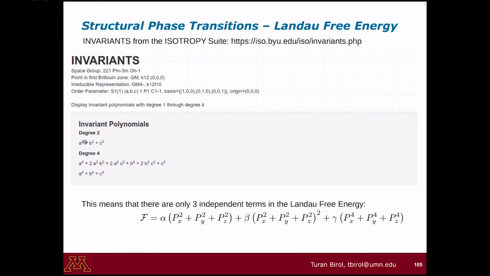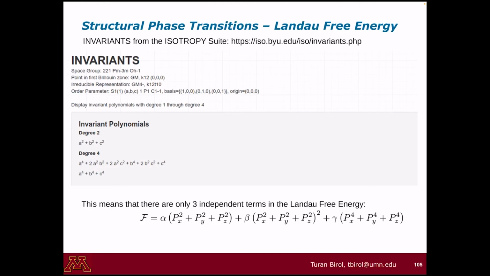So there's this first term, a square plus b square plus c square, which is this term in the free energy. So it's some constant alpha, we don't know what this number is, times Px square plus Py square plus Pz square. And then at the 4th order, there are 2 different terms. There's this term, and then there's this term, which you can write as this with some unknown coefficient beta, times Px square plus Py square plus Pz square, squared, plus some other coefficient gamma times the fourth orders. So up to fourth order, this is all there is to the free energy of barium titanate.